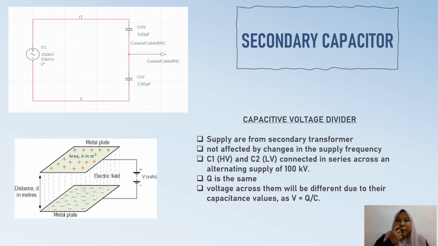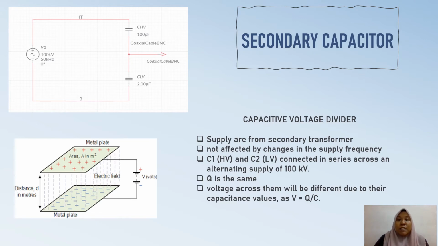Okay, we can see that both capacitors are connected in series across an alternating supply of 100 kilovolt. As the two capacitors are in series, the charge Q on them is the same, but the voltage across them will be different and related to their capacitance values, as V is equal to Q over C.